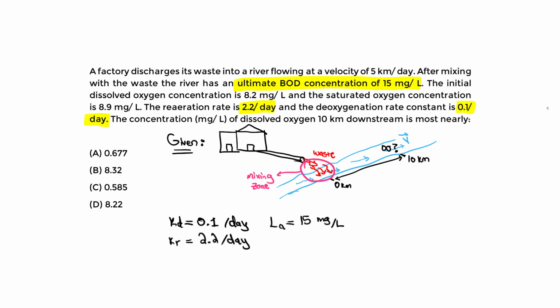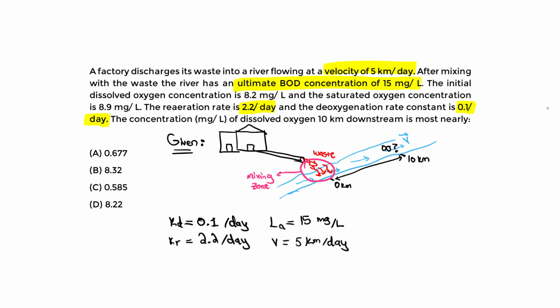And the flow velocity is 5 km per day. Let's just denote that as V. It's a velocity, 5 km per day, and that's taken care of. The only other two variables that we haven't described are the 8.2 and the 8.9.